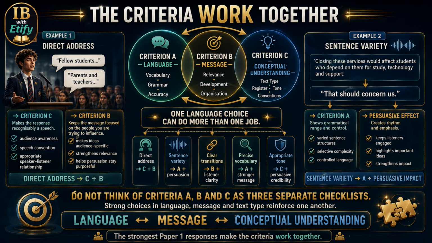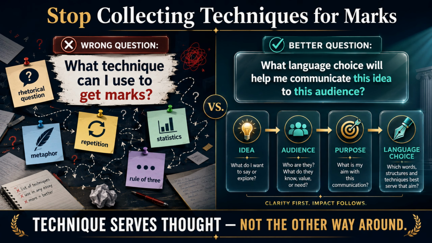These three criteria are closely connected. Direct address, for example, supports Criterion C because it helps make the response recognizably as speech. But it can also strengthen Criterion B because it keeps your message focused on the people you are trying to influence. Sentence variety contributes to Criterion A, but it can also make your argument more persuasive. So, instead of asking, "What technique can I use to get marks?" ask a more useful question. What language choice will help me communicate this idea to this audience?